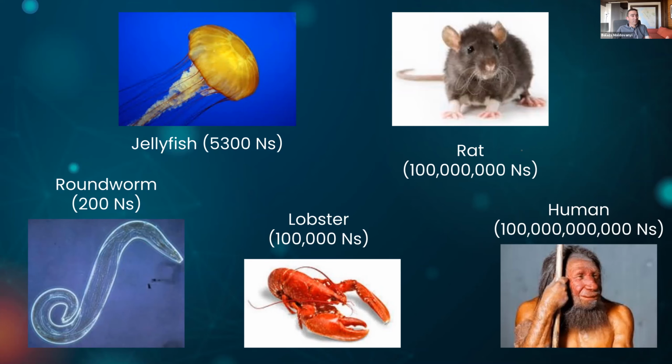And this is still dwarfed by the brain of a lobster, 100,000 neurons, not to mention a rat with 100 million neurons or a human with roughly 100 billion neurons. So as you can see, machine learning neural networks are relatively tiny when we compare them to their biological equivalents.